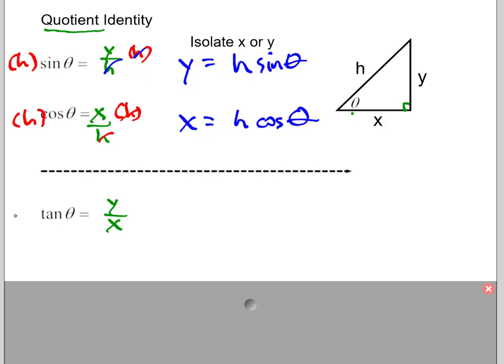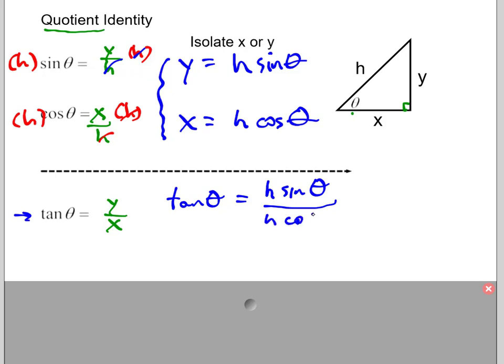If you look down here at tan, tan is y divided by x. But if we look up here, we now have a different way of expressing y and x. So what I can do is I can take my tan theta, and instead of having a y on top, I can actually write h sine theta. And it looks something like that. On the bottom, instead of an x, I can write h cos theta. And now something should jump out really quickly at you.